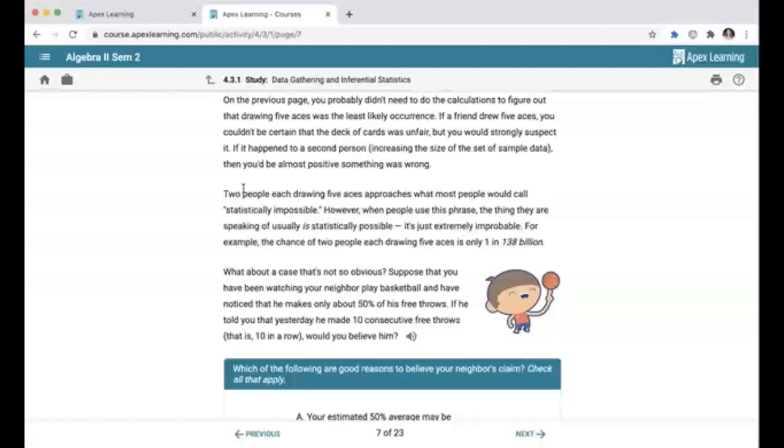Because two people each drawing 5 aces is approaching what we call statistically impossible. It's a really, really limited chance that it would happen. You may have heard that in a movie somewhere, or maybe from a teacher or your parents: it's statistically impossible, which means it is very, very, very unlikely.